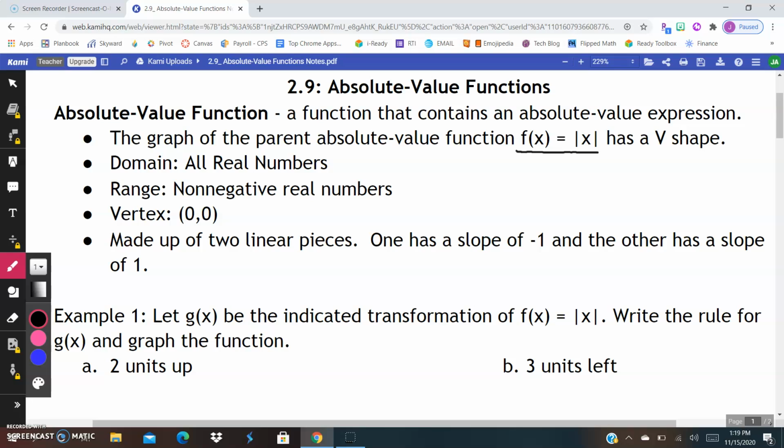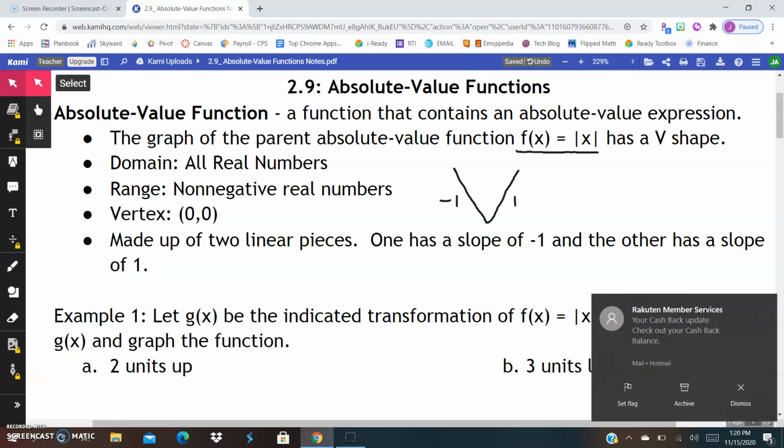The vertex of this graph is at 0, 0, and it's made up of two linear pieces, and one has a slope of -1 and the other one has a slope of +1. So if you think about a V, that's what your graph will sort of look like. And on the right-hand side, that's going to have a slope of +1 because it's going up. And on the left-hand side, that's going to be a slope of -1. So that's what that means.